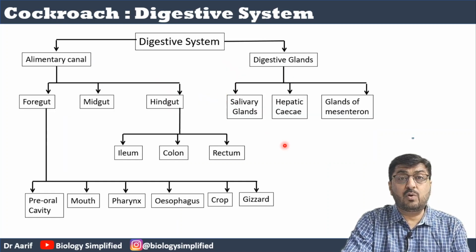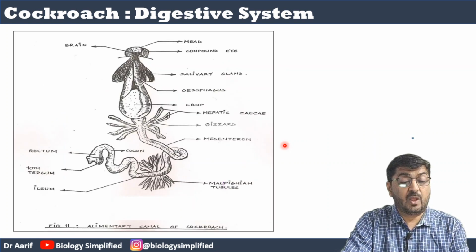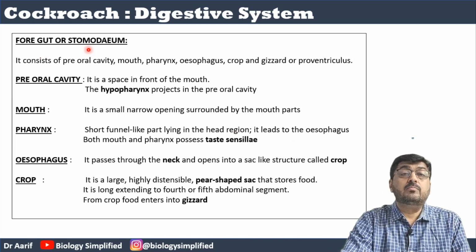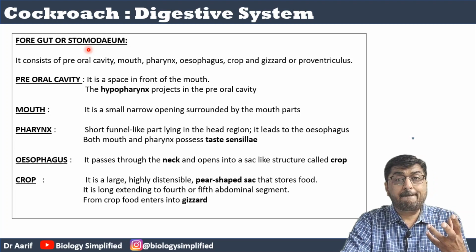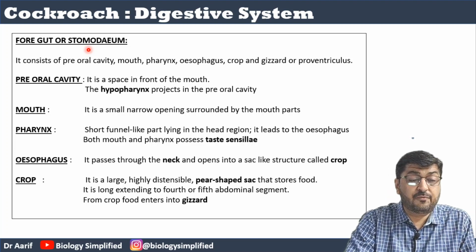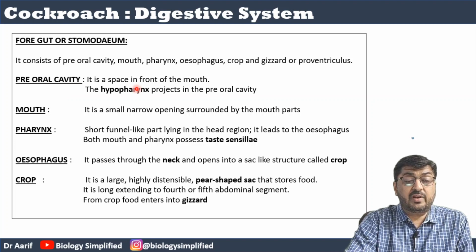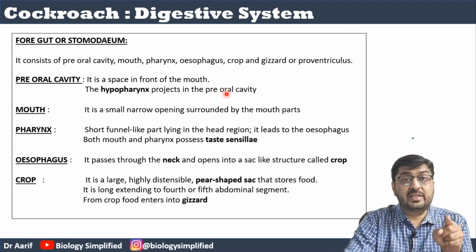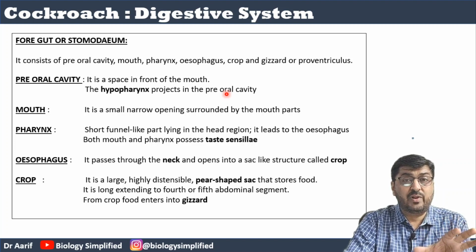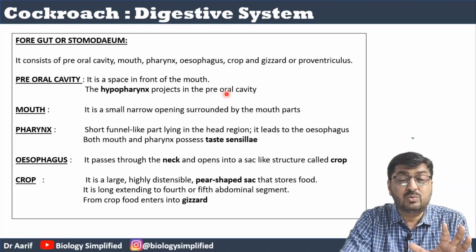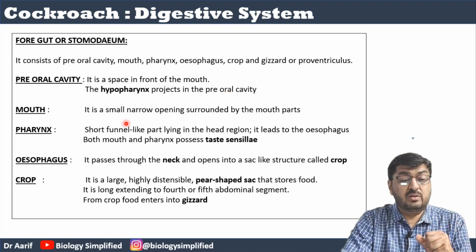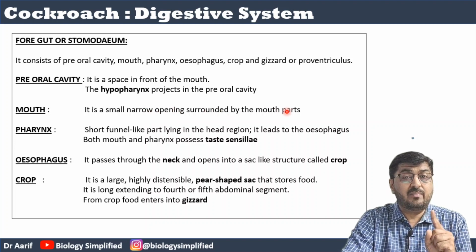Okay, so first we go on to the foregut. Now the foregut is also called the stomodeum. Stoma is opening. So the first part is the foregut, stomodeum. Preoral cavity, space in front of the mouth. Hypopharynx projects in the preoral cavity. The salivary gland will secrete saliva directly on the hypopharynx. So hypopharynx is a structure which is similar to the tongue. Then mouth, small narrow opening surrounded by mouth parts.